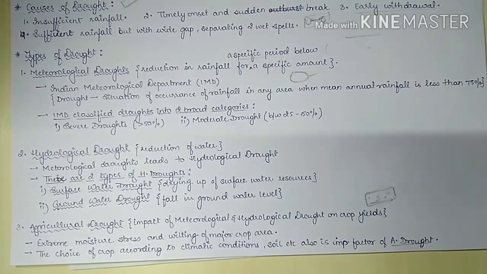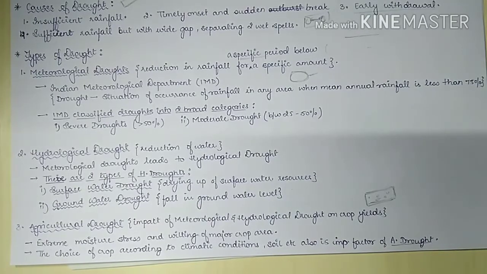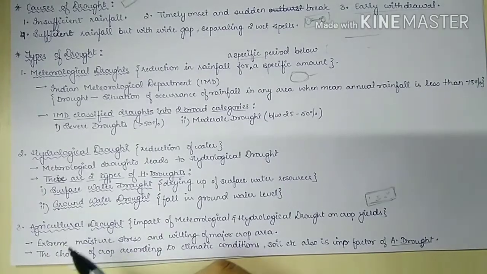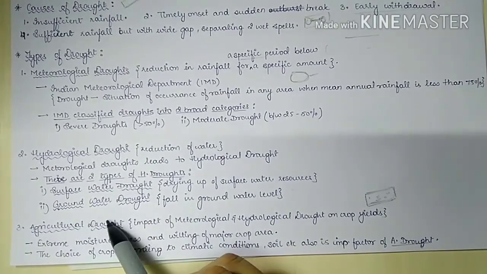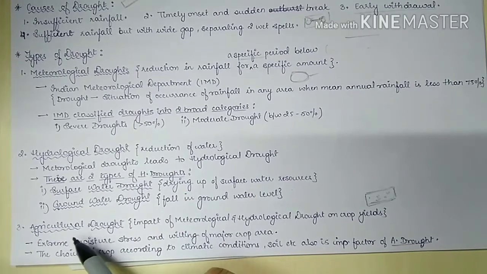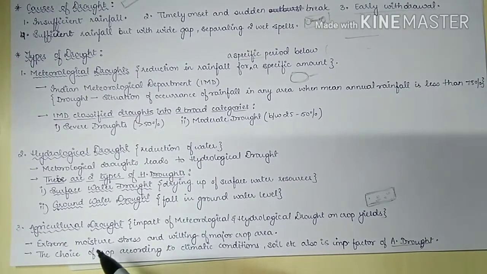But during severe conditions, when the soil moisture falls very low, the soil moisture is exhausted and the water resources are also exhausted. Then during this time, when no plant can survive, this condition is known as desertification, and this is the severe agricultural drought. So during severe agricultural drought, we have desertification.